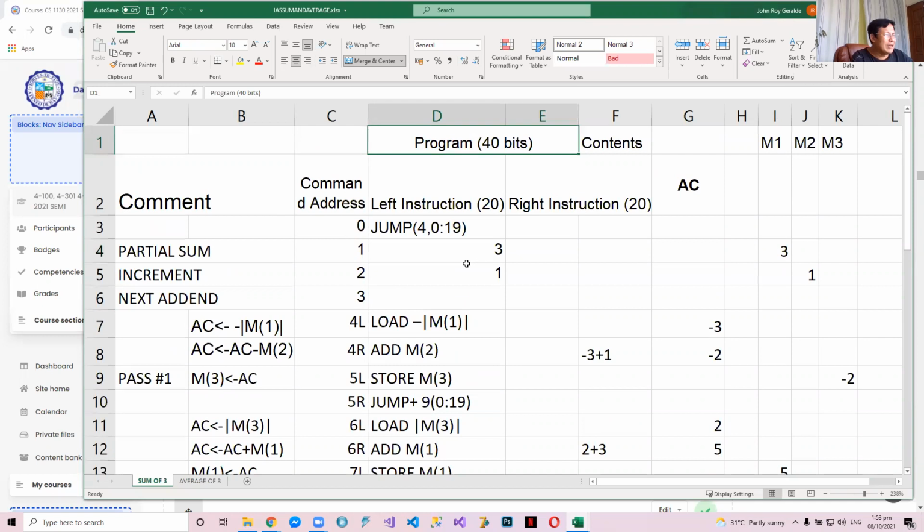Now, we'll have the same assignment of variables, no? M1, which used to be the partial product, will now be the partial sum. Our increment is here in M2, and M3 will be our next addend. This is not our next multiplier. Do you follow? But it's the same thing. We just have to change the multiplication to addition. So this is the same, no?